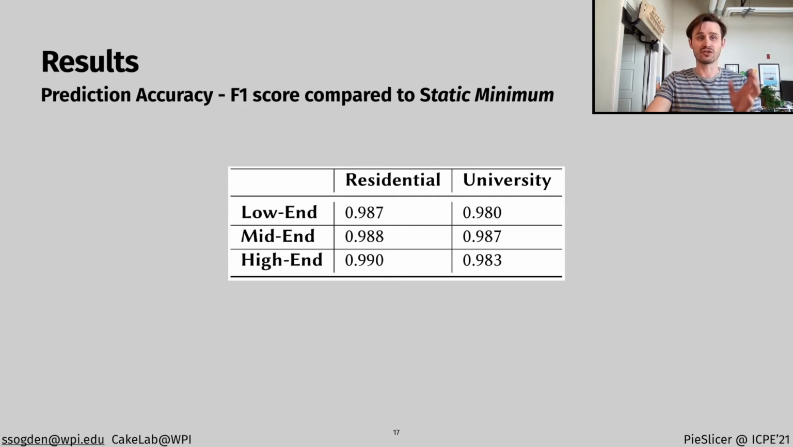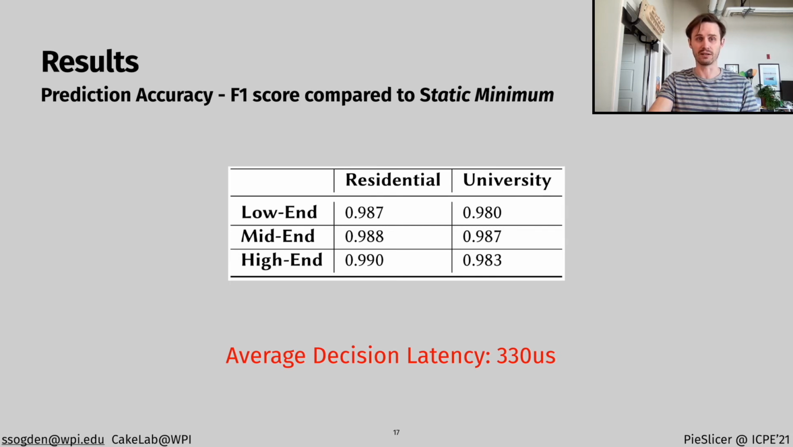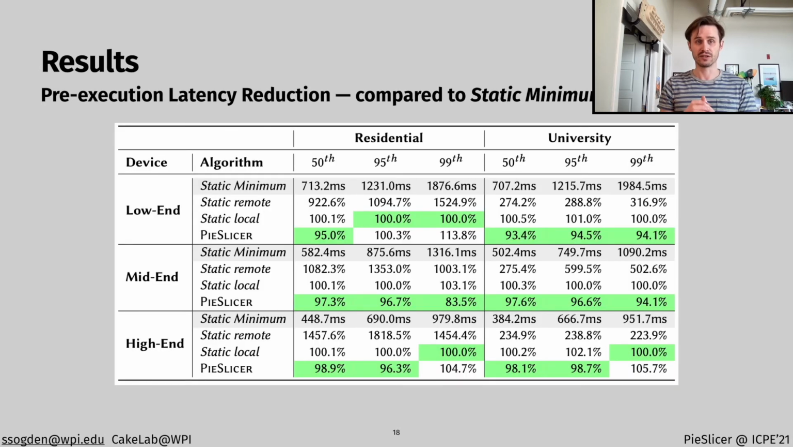We see that it had an extremely high F1 score on all devices and all networks, above 0.98 in all cases. An F1 score is the harmonic mean of precision and recall, thus measures how well a classifier works. It ranges from 0 to 1, so our score indicates that we're doing an extremely good job classifying. Further, the average decision latency is only 330 microseconds, meaning that these decisions are being made extremely quickly. This shows that not only are our linear regression models effective, but they're also extremely fast, accomplishing both of our goals. We see that PieSlicer makes good decisions and makes them quickly.